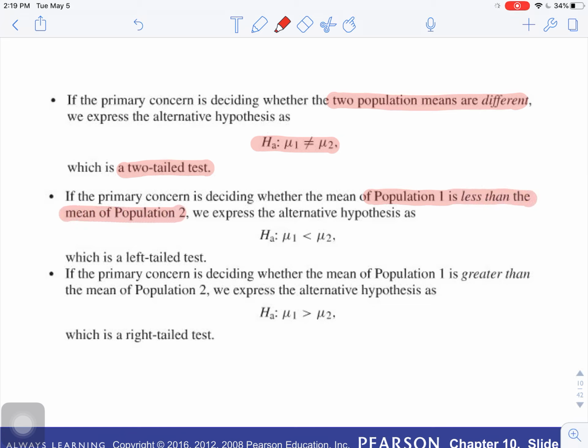So if the mean of population 1 is less than the mean of population 2, we write it like that for our alternative, and you're going to see it as a left-tailed test. If the mean of the first population is greater than the average of the second population, we write it where mu1 is bigger than mu2, and it is a right-tailed test.